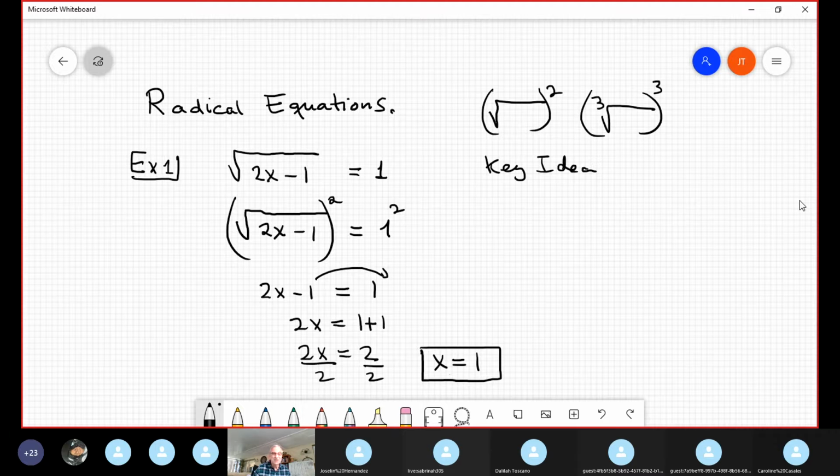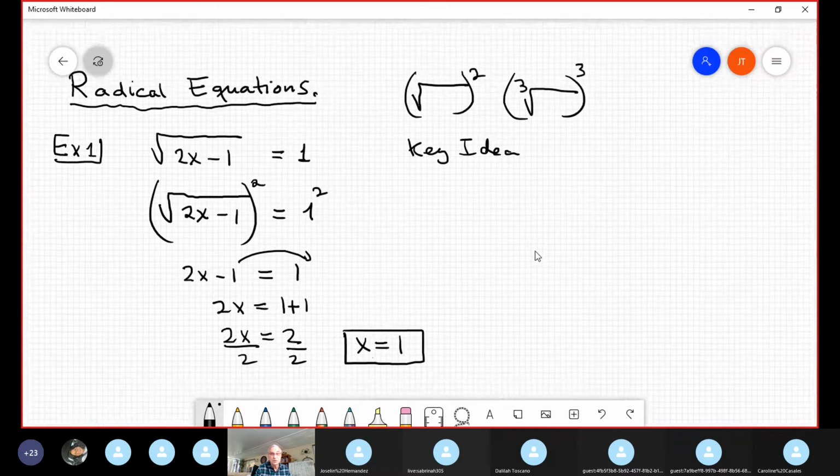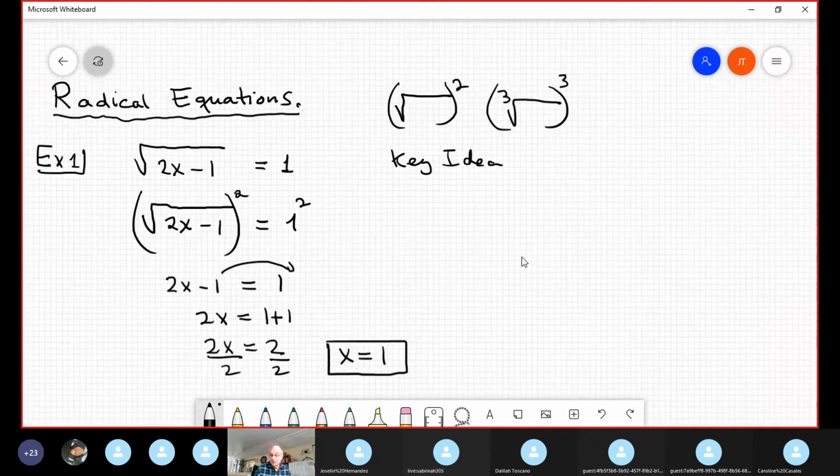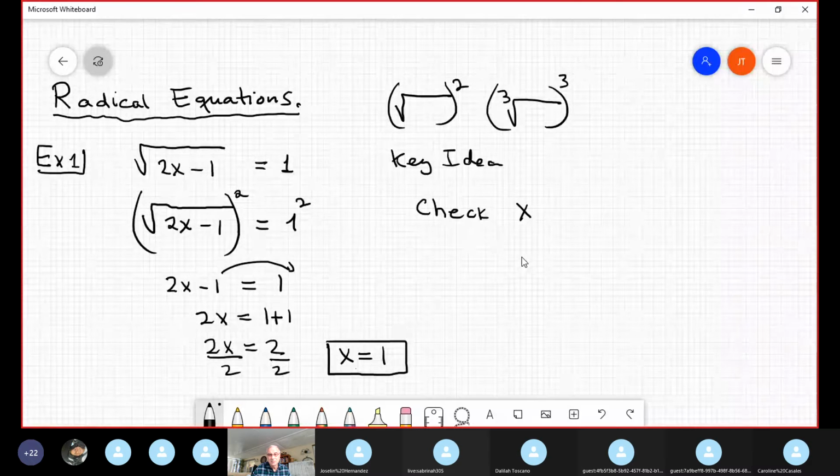However, I need to check it, mandatory. In the radical equation, you have to plug the potential solution into the original equation in order to verify whether this solution works or doesn't work, because sometimes it doesn't work. This is a classical problem in radical equations, but it's easy. You check for x equal 1, plugging in here in the original.